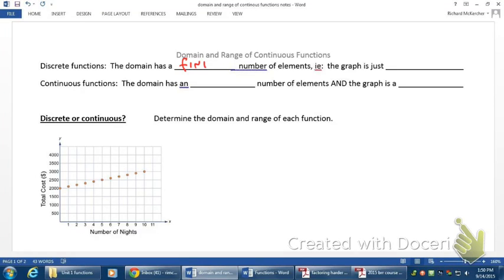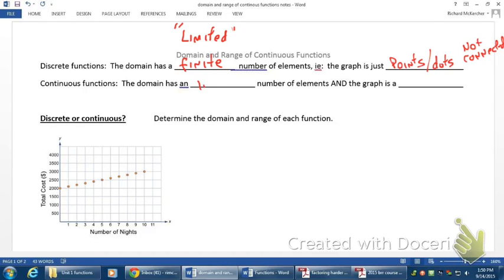Okay, Matthew, we're looking at domain and range of continuous functions here, all right? So we're talking about the difference between discrete and continuous first off. Discrete functions have a limited or finite number of elements. In other words, anytime you graph them, you just get points, okay? They're non-connected dots, so it's just dots on a graph. You can see down here, just dots on a graph. Those are discrete functions, okay?